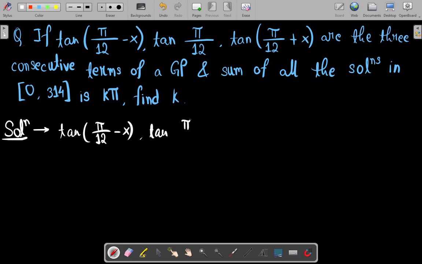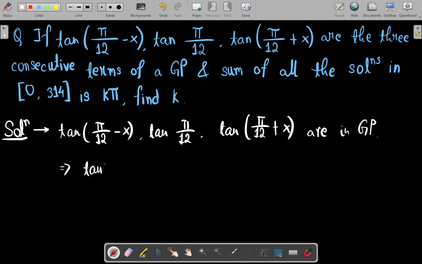So it is given that these three terms, tan(π/12 − x), tan(π/12) and tan(π/12 + x), are in GP. This means that the square of the middle term will be equal to the product of the extreme terms. So this implies tan²(π/12) will be equal to the product of the other two extreme terms.